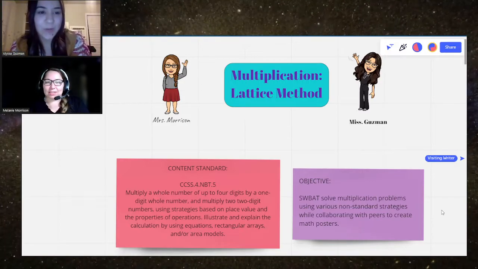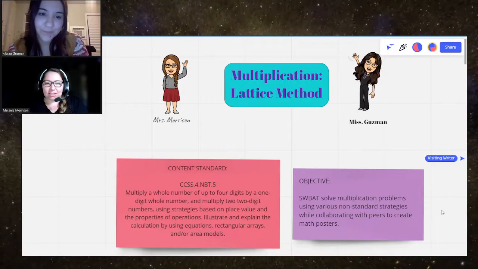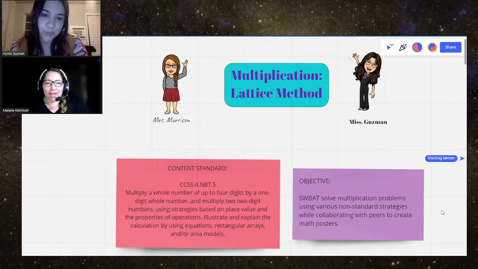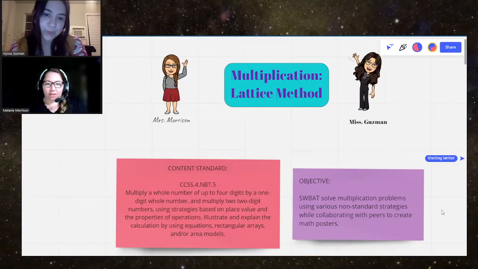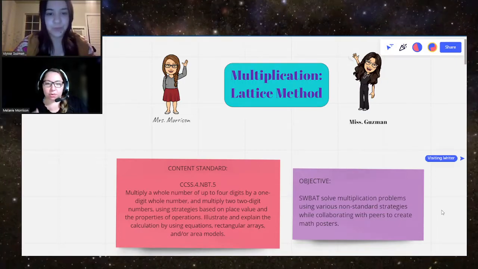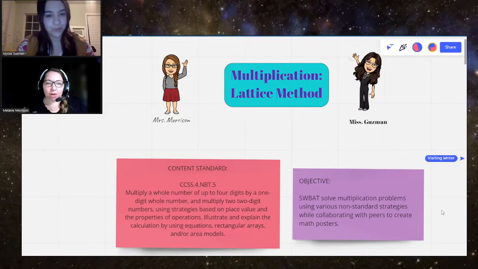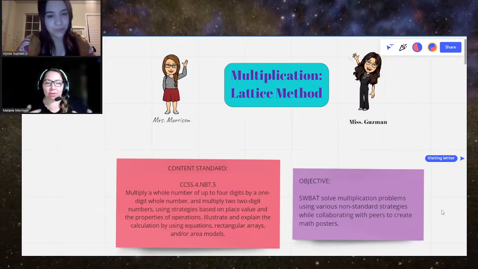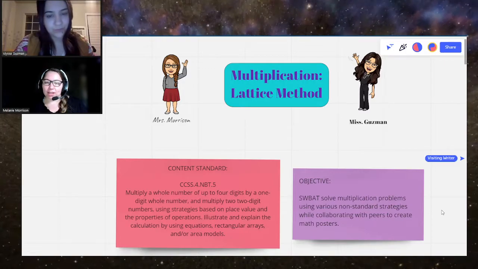And so this aligns with our content standard. It's the California Content State Standard, level 4. It's for grade 4. And it says multiply a whole number of up to 4 digits by a 1 digit whole number and multiply two-digit numbers using strategies based on place value and the properties of operations. Illustrate and explain the calculation by using equations, rectangular arrays, and or area models.